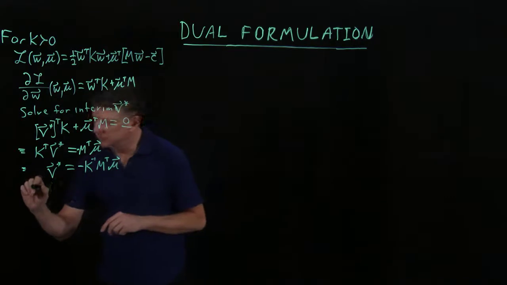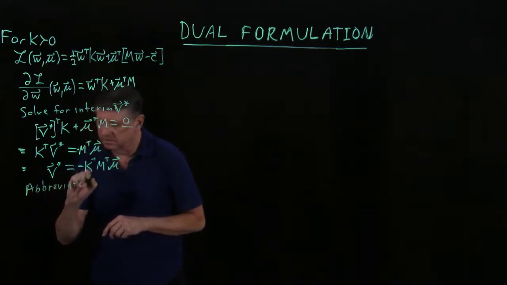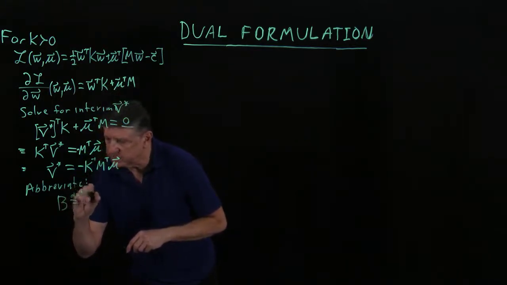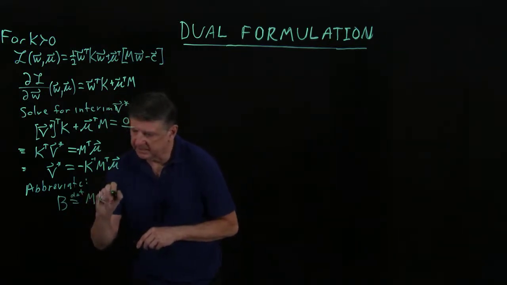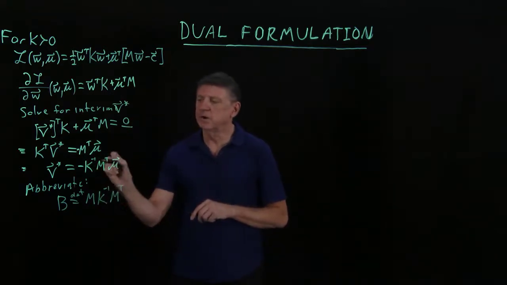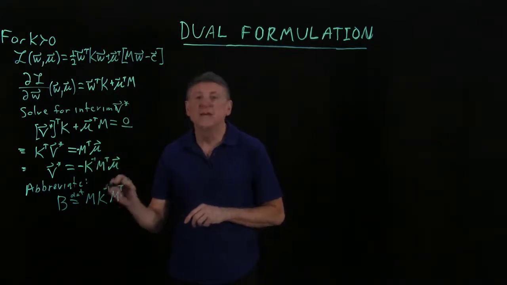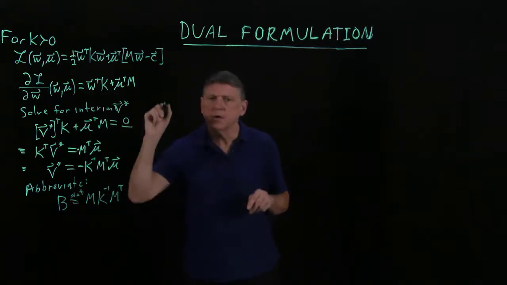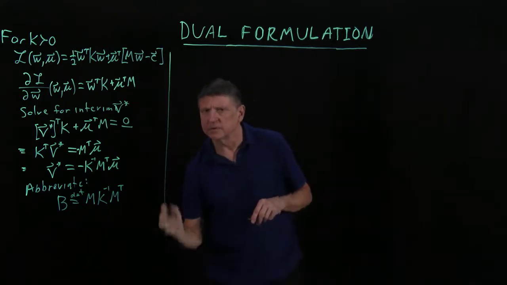And now let's abbreviate. I'll need this in a moment. We'll abbreviate a matrix B, which we'll define as M times K inverse times M transpose. And you can see partly where this K inverse M transpose is, and in a moment we'll see where that B will turn out to be useful. So now let's take a look at this.